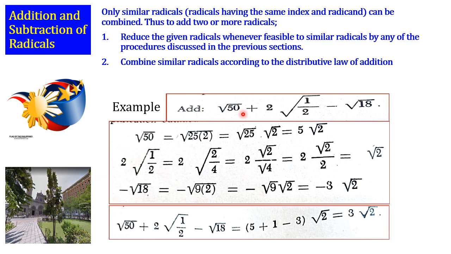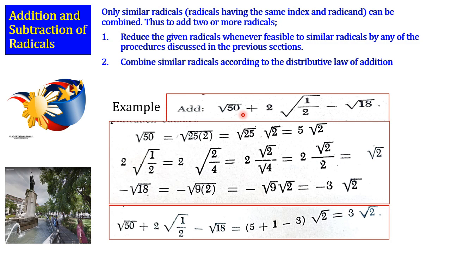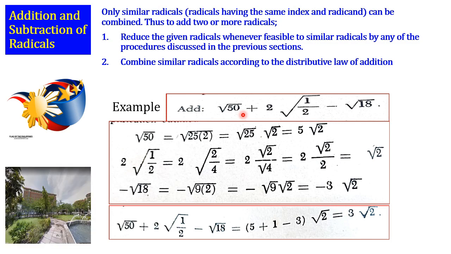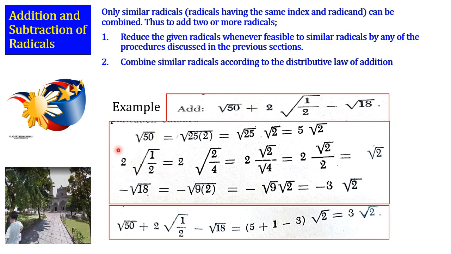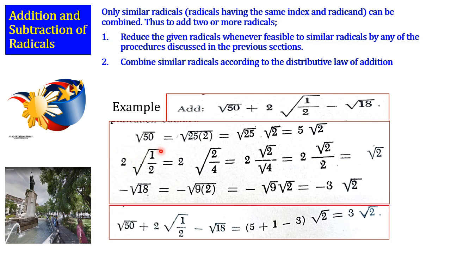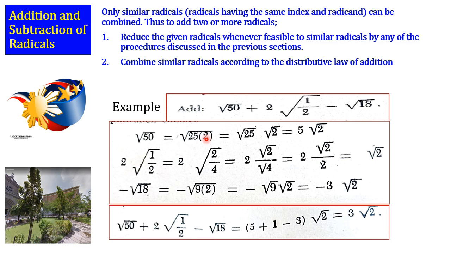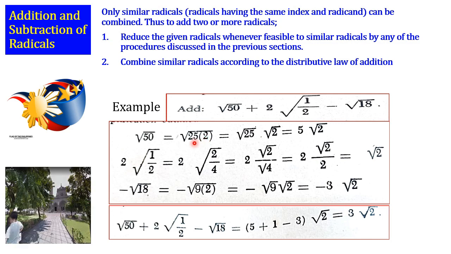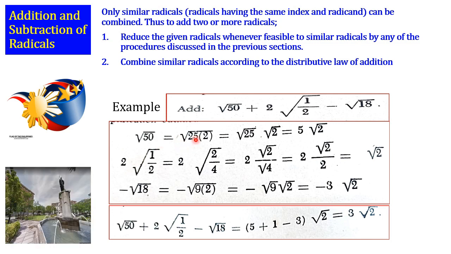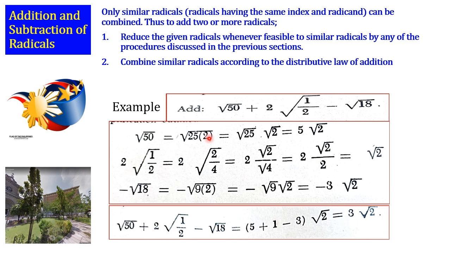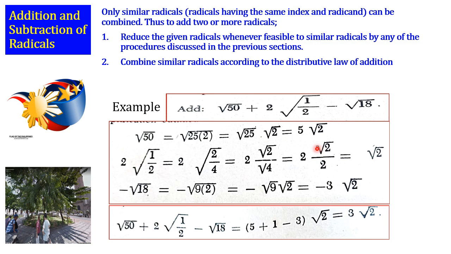Kung kaya't atin siyang i-reduce sa similar radicals sa mga pamamaraang una natin na pag-aralan nung mga nakaraang slide. Yung square root of 50, which is the first term, ay maaari nating isulat bilang square root of 25 times 2, sapagkat ang 25 ay perfect square. At ang 25 ay factor ng 50. Kung kaya't, maaari natin siyang isulat na square root of 25 times square root of 2, which is 5 square root of 2.